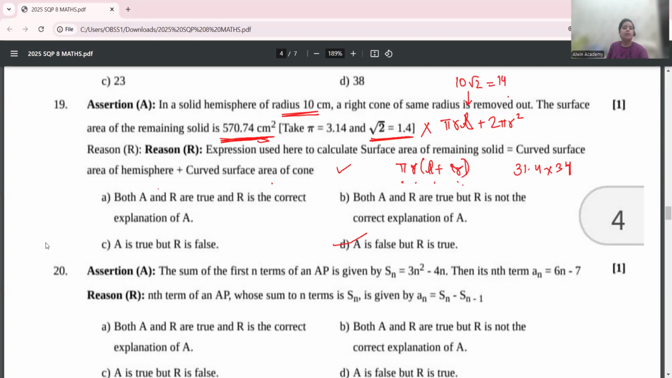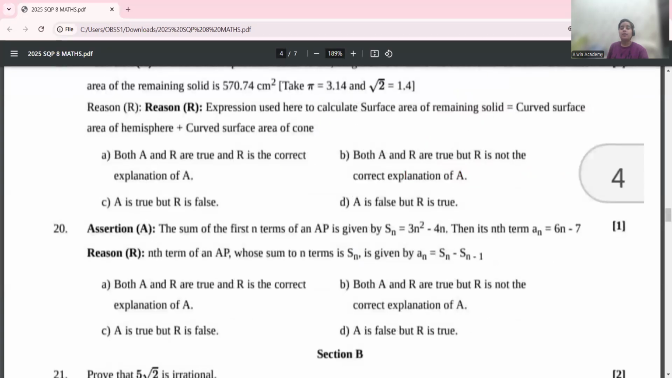Next question we have: the sum of first n terms of an AP is given by Sn equals 3n square minus 4n, then its nth term is, and the reason says the nth term of an AP whose sum to n terms is Sn is given by an equals Sn minus Sn minus 1. Now, if we consider this, the sum of n terms is basically first term, second term, third term, up till n terms. And the sum of n minus 1 terms is first term, second term, third term, up till the n minus 1th term, just one less than the nth term. If we subtract these two sums, we are bound to get the nth term. Hence, the reason is correct, and we can apply this reason here.